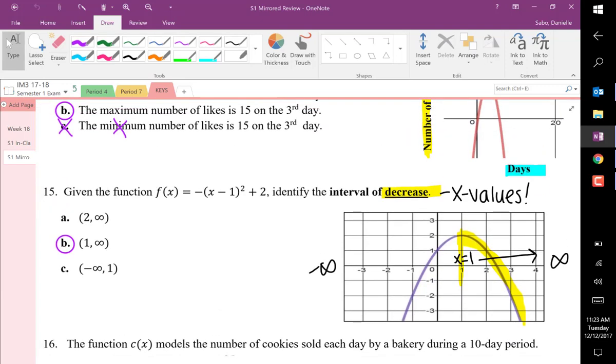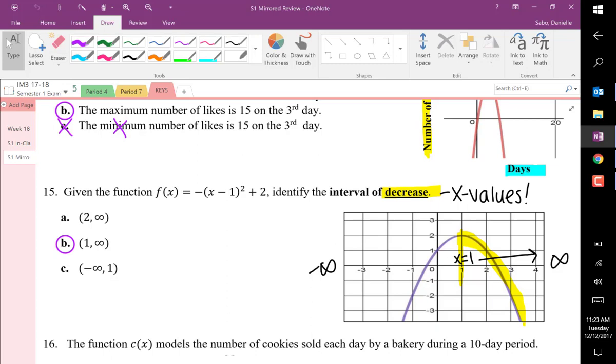Now, this is the one where a lot of people get it wrong. Interval of decrease. Intervals mean your x values only. This is probably one of the most common errors that we have on the exam. X value. So right away, I know it's going to be 1. So I could have crossed off A right away, because I'm not looking at y, I'm looking at x. Then I go left to right. So your interval of decrease is left to right, just like domain is. When I go left to right, I start at 1, and I go on forever to 2.